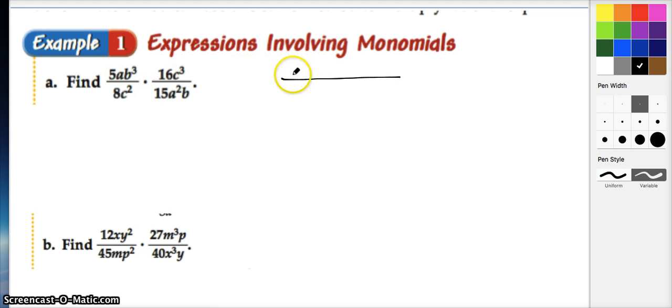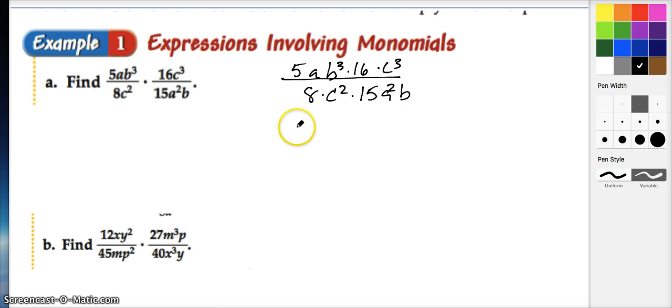So basically, I have 5 times a times b to the third times 16 times c to the third over 8 times c squared times 15a squared b. Literally, I can do that and then have what I call a canceling party. Just start slashing, because everything is being multiplied in the numerator, everything's being multiplied in the denominator. You can literally just go ahead and cancel. So let's have some fun.